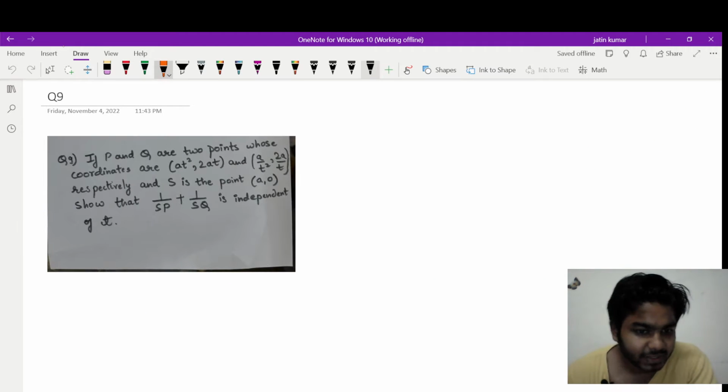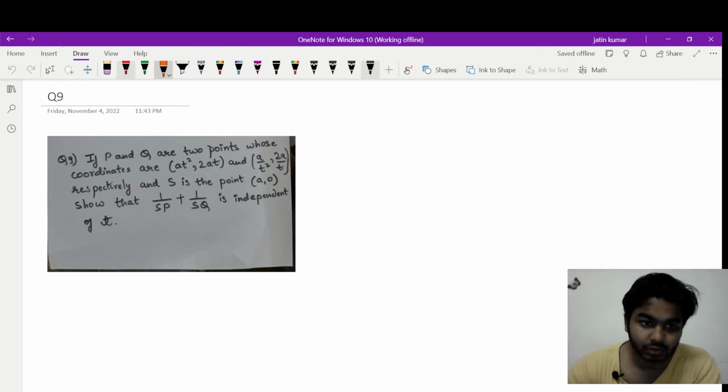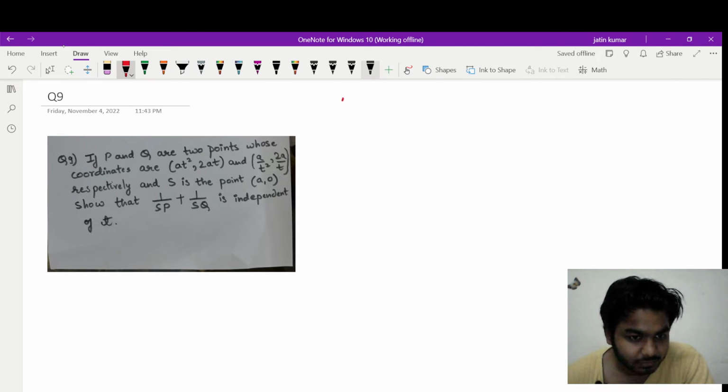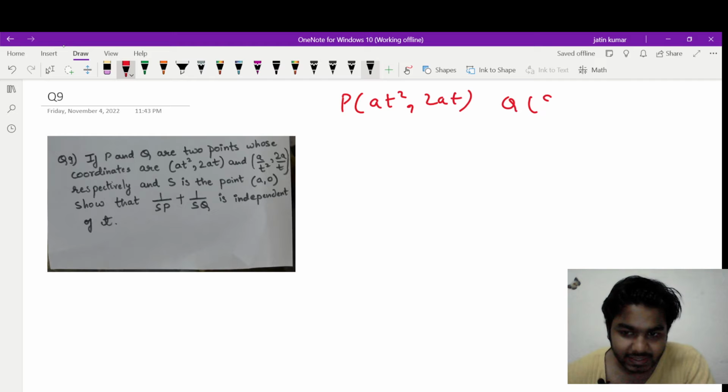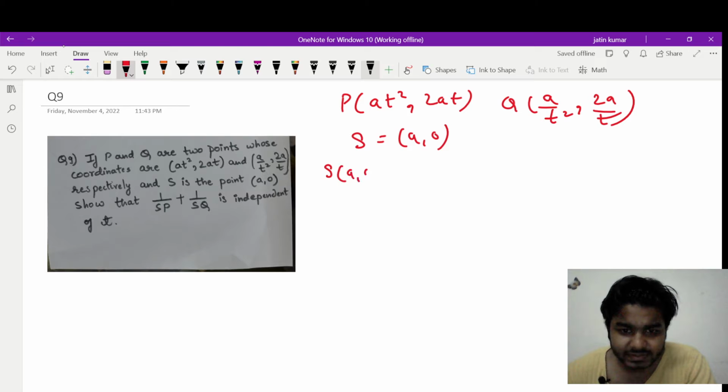Question number 9 says, if P and Q are 2 points whose coordinates are at square comma 2at and a by t square comma 2a by t respectively, and S is the point a comma 0, show that 1 upon SP plus 1 upon SQ is independent of t. Now it is a very important question. So we are given P coordinate at square comma 2at, and Q as a by t square comma 2a by t, and S as a comma 0. So we need to prove 1 upon SP plus 1 upon SQ is independent of t. So for that we need to find SP.